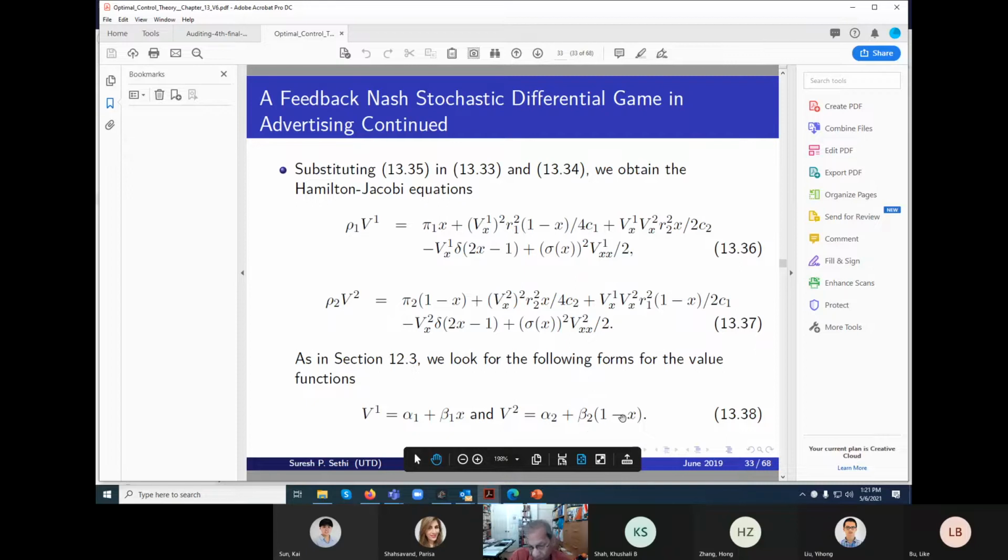If you took beta 2 x, it'll still be okay, but then beta 2 will become negative. So you can still do beta 2, but it'll be a different beta 2. But this is more symmetric.